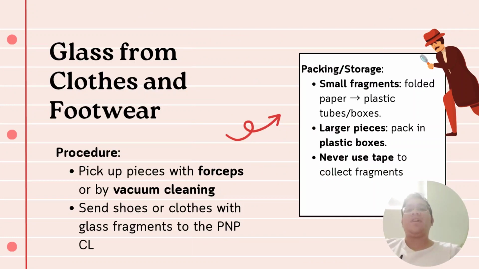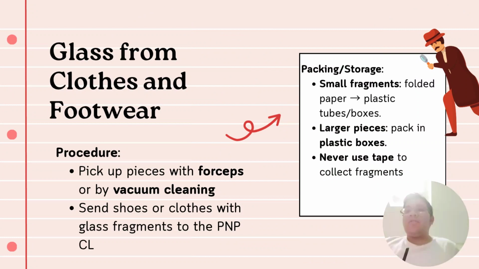For the packaging, we have two types here. Small fragments should be folded in paper and put in plastic tubes or boxes. For the folding, you can use the apothecary method, which you can just search because I cannot show it here, sorry. And for the large pieces, just pack them in a plastic box. Never use tape to collect fragments.